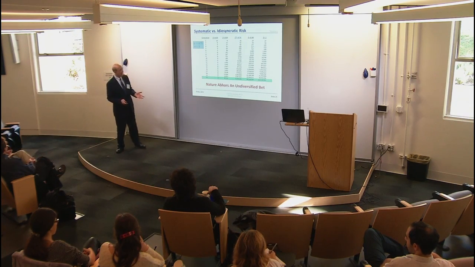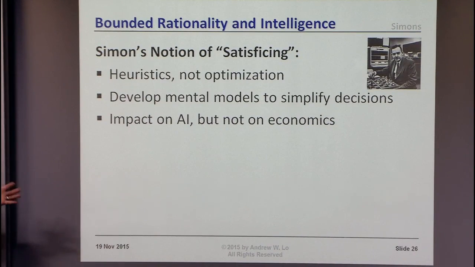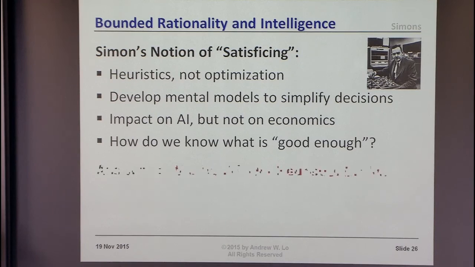I'm just about out of time, so let me try to wrap up very quickly and talk about bounded rationality and intelligence. As I mentioned, Herbert Simon was the first person who proposed this notion of satisficing as an alternative to optimization.